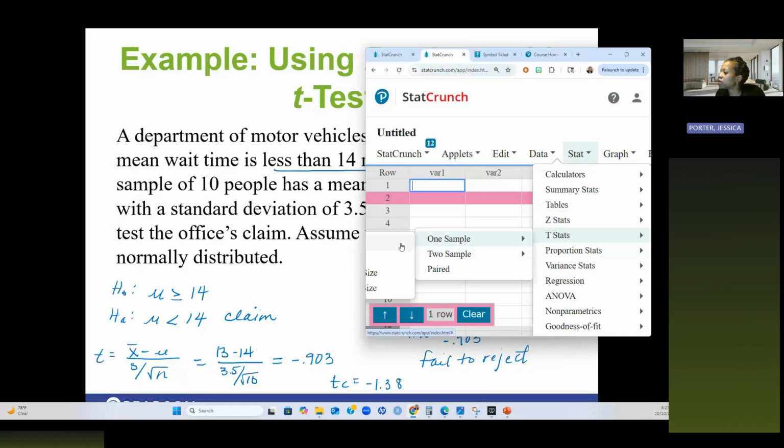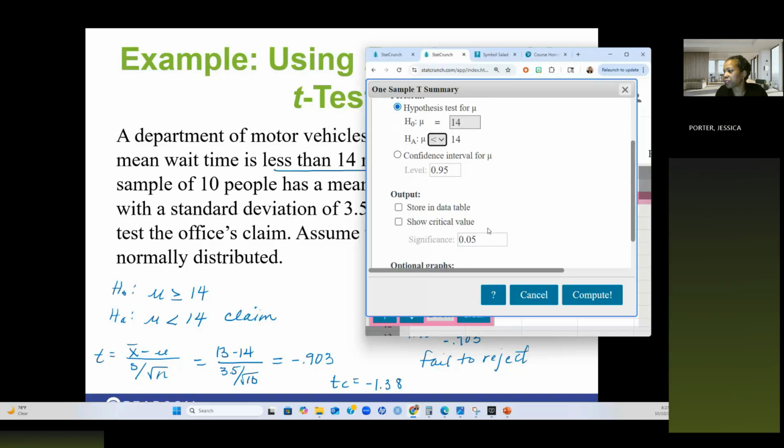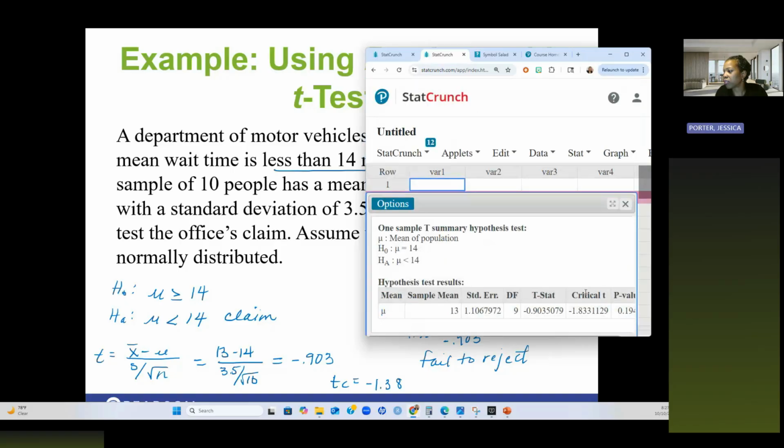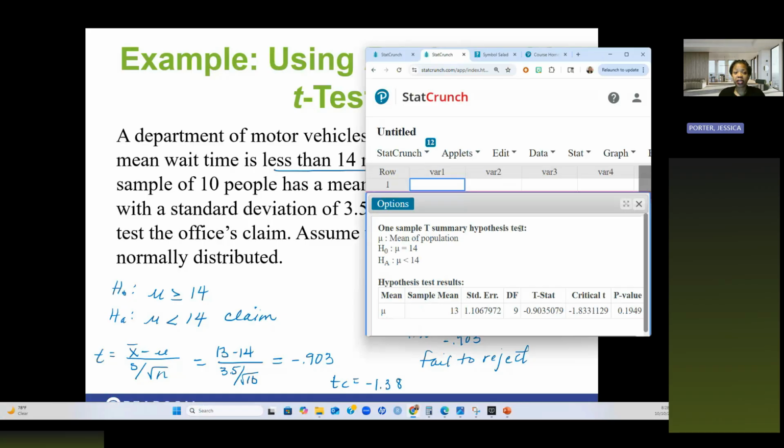Oh, one sample with summary. Sample mean was 13. Sample standard deviation 3.5. Sample size was 10 and 14, and this was less than. Show our critical value and compute. Ooh, look at that p-value. 0.1949. That is definitely greater than 0.10. So that's another way we can tell that we're going to fail to reject the null hypothesis.